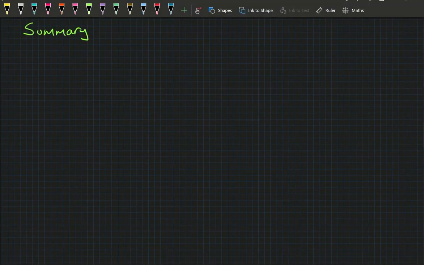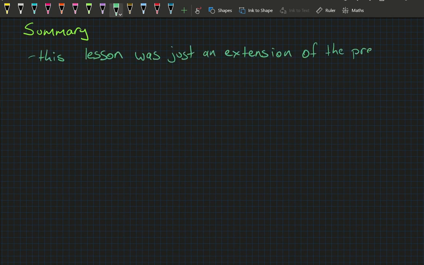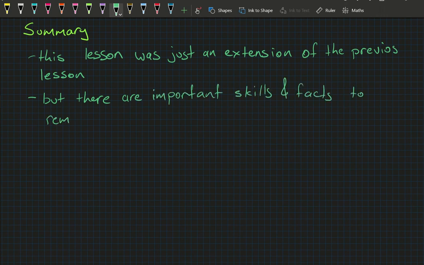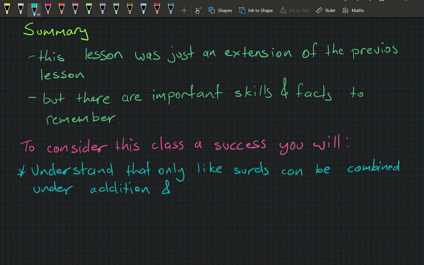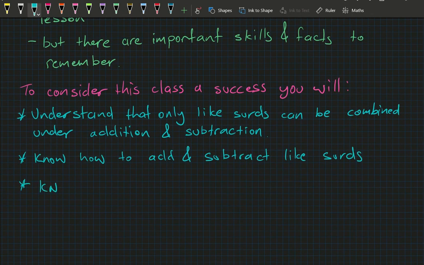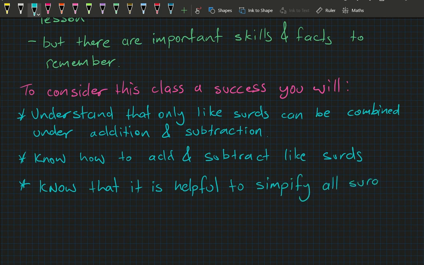Okay, just as advertised, this was merely an extension of the previous lesson. So while this lesson didn't cover concepts as deep as rational versus irrational numbers, you did learn a couple of important skills and facts about surds. Alright, so to consider this class a success, you will understand that only like surds can be combined under addition and subtraction. Know how to add and subtract like surds, and know that it's helpful to simplify all surds before determining if they can be added or subtracted.